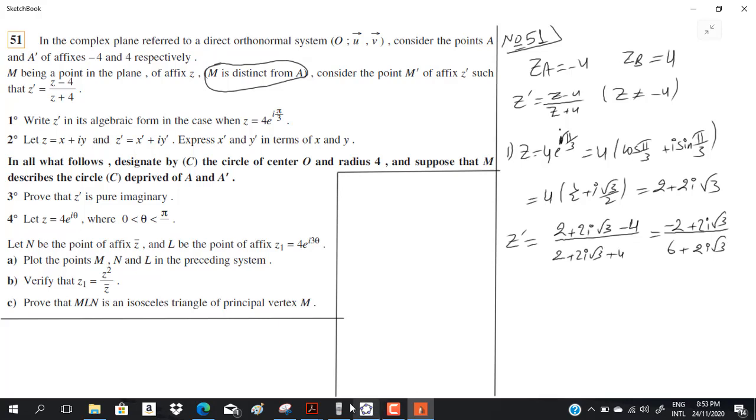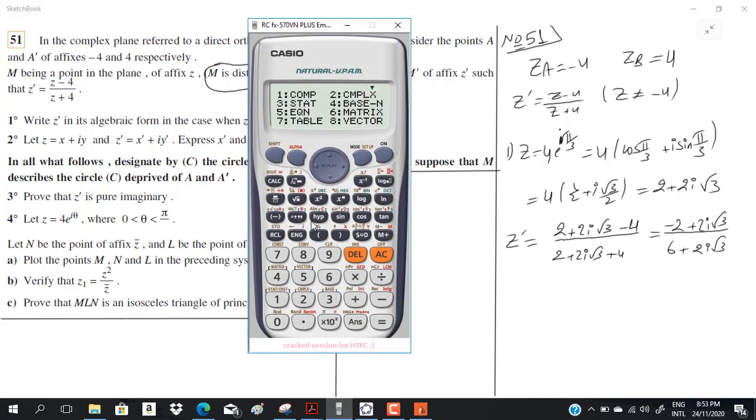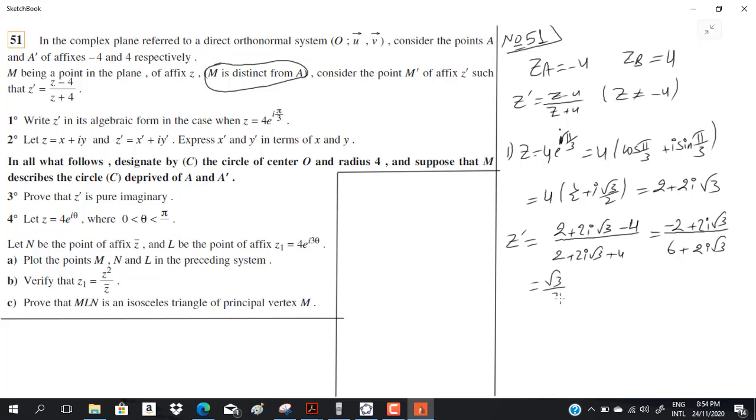We can multiply by the conjugate of the denominator or using the calculator. Mode complex, go to a fraction, -2 plus 2I radical 3 over 6 plus 2I radical 3, and the answer is radical 3 over 3 I, and of course it's a pure imaginary number. This is part 1.